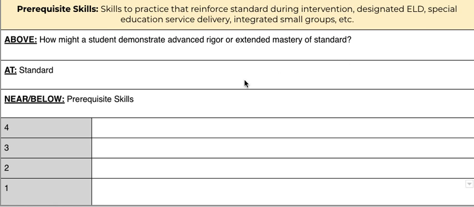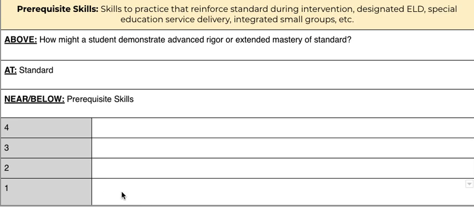What would be some connections to the standard? Think the next stair, if this was a series of stairs. What would be the next stair up? At standard, so what does that look like? Just as a reminder, you can put learning targets here, you can paste the standard itself, and then near or below standard, these are prerequisite skills.